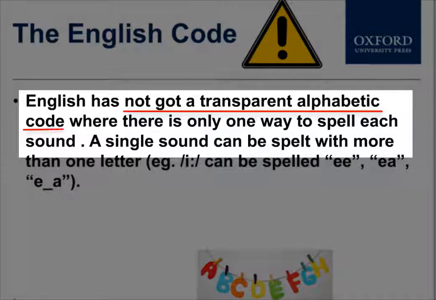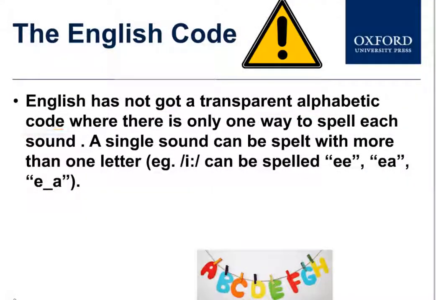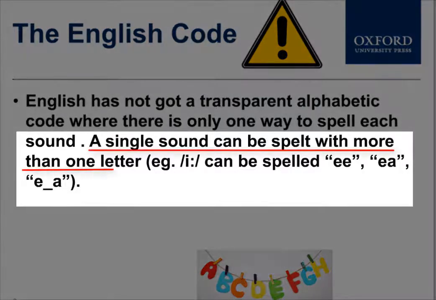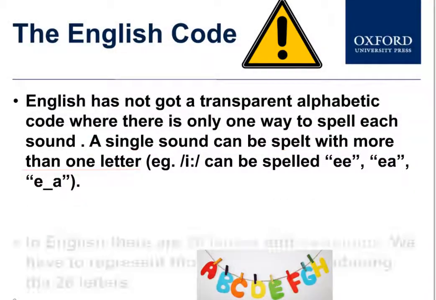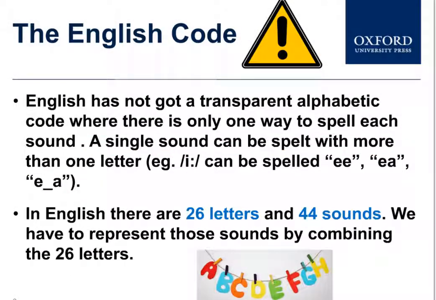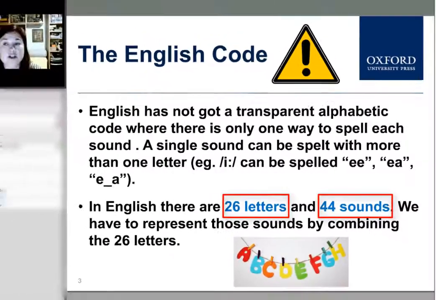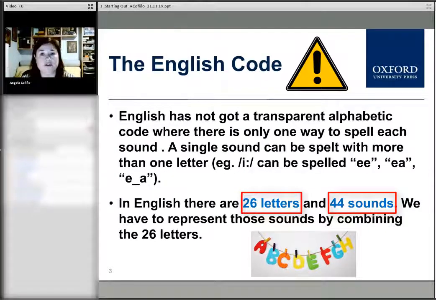I mean, in Spanish, the letters are sounded out always the same way, and they are always consistent. In English, it doesn't happen. That is, one single sound can be represented by different letters or by different graphemes or by different digraphs. And that is the big problem. The big problem is that in English there are 44 sounds and only 26 letters. So we have to make different combinations of those 26 letters to be able to represent all the 44 sounds.